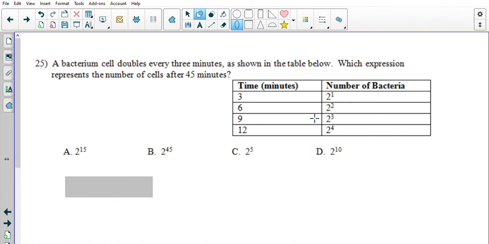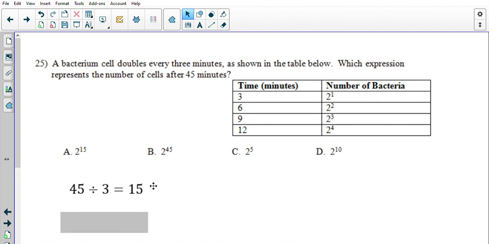Sorry, I'm dividing that in the wrong order. We want to take our 45 minutes, divide that by 3, and that is going to get us the exponent that we're talking about here. So 45 divided by 3, following that pattern, is going to get us 15. So we are looking for 2 to the 15th power.